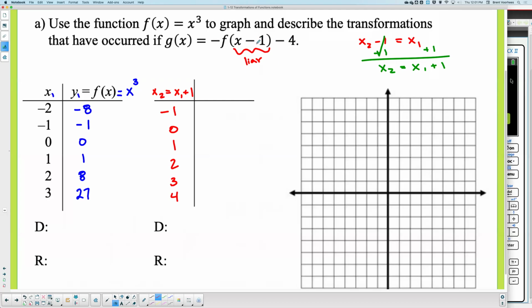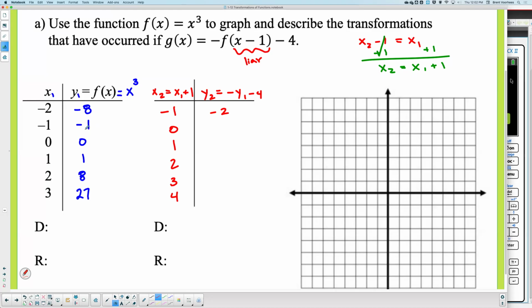Now the y values. These are truth tellers, so this is easier. This is saying we need to negate the y's and then subtract 4. So I'm going to do negative y1 and then minus 4. Okay, so we're going to negate our y's and then subtract 4. So you ready? Negate negative 2. 2. Subtract 4. Negative 2. Negative 2 goes first. Negative 2. Good.